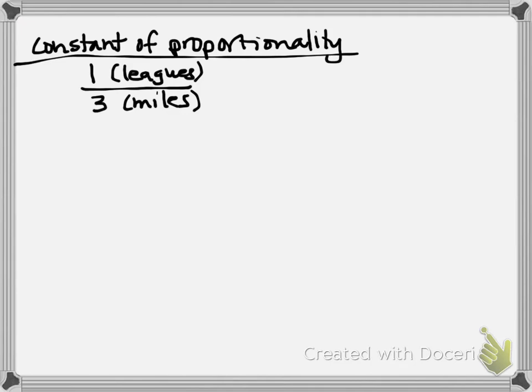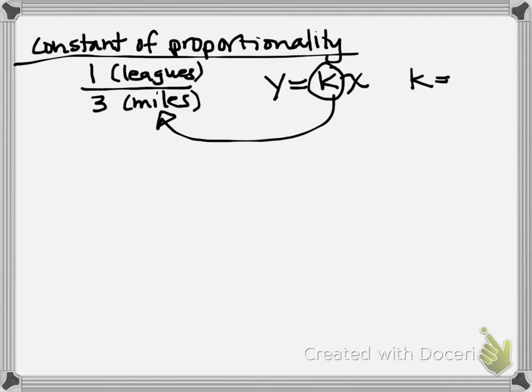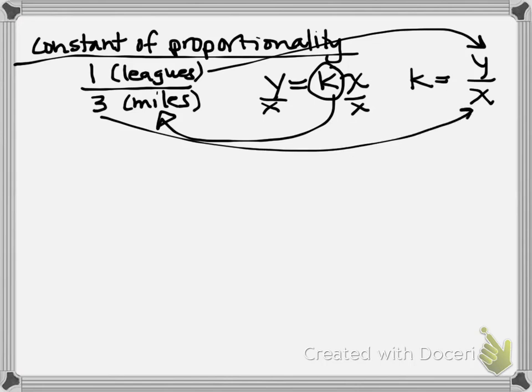So the constant of proportionality looks like you have an equation that looks like this. And this value is what I'm doing to the one value to get to the other value. They call that the k value, and the k value is the constant of proportionality. So if you divide both sides by x to get the k alone, you would get y over x. For this one, the leagues would be represented by the y, and the miles would be represented by the x, and that's the same as the 1/3.